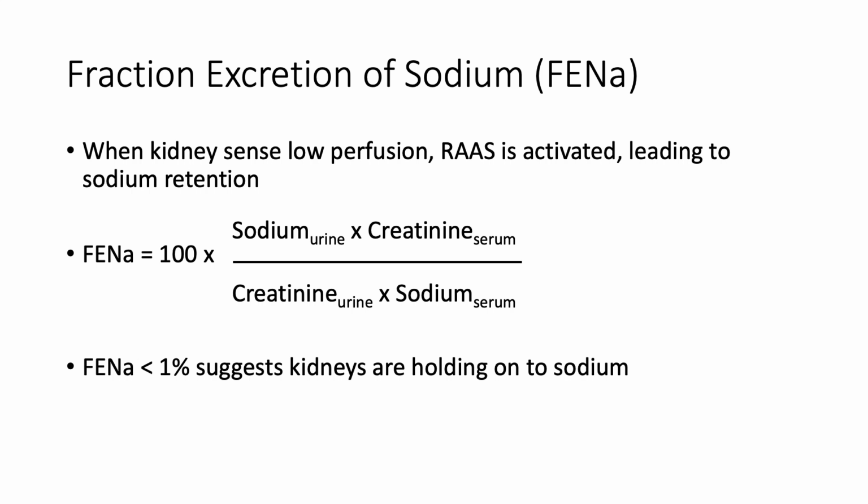So the fractional excretion of sodium is based on the principle that when kidneys are getting low perfusion and RAS is activated, you're going to hold on to all the sodium that you can. So of all the filtered sodium, you're going to excrete a very small amount of that. You're going to try to reabsorb all the sodium that's possible. And so the equation to do this is sodium in the urine times creatinine in the serum divided by creatinine in the urine times sodium in the serum, times 100. And if that's less than 1%, then it suggests that the kidneys are holding on to all the sodium that they can.